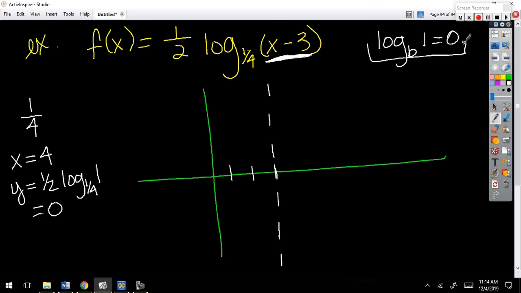I plugged in 4 for x. So 4 minus 3 would be 1. This is 0, and anything times 0 is just 0. It's part of the original equation. What's 1/2 times 0? 0.